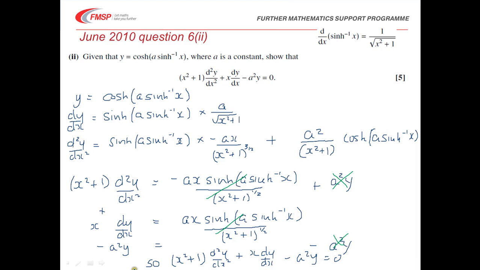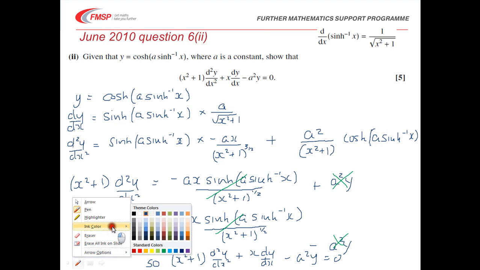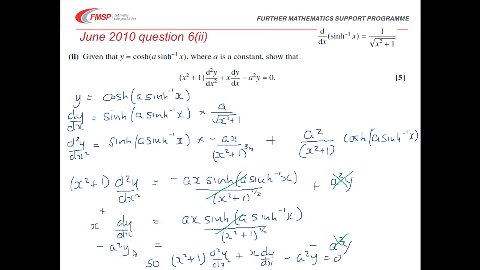So there were 5 marks for that particular bit. If we look at how we get the marks there, first of all, you got a method mark and an accuracy mark for your use of the chain rule in finding dy by dx. You also got a method mark and an accuracy mark for using the product rule, so that's 2 marks, and then you just got 1 mark for showing that when you added those 3 expressions together you ended up with 0.